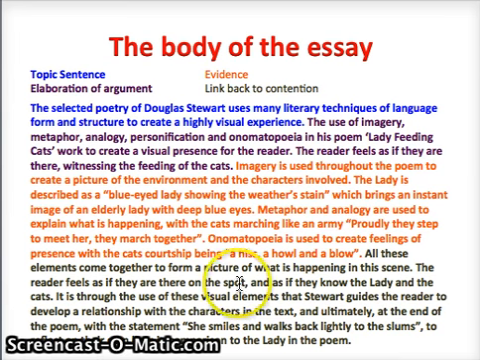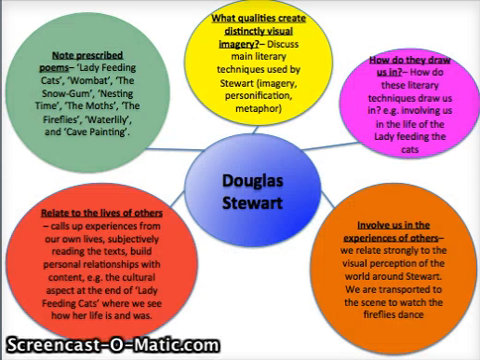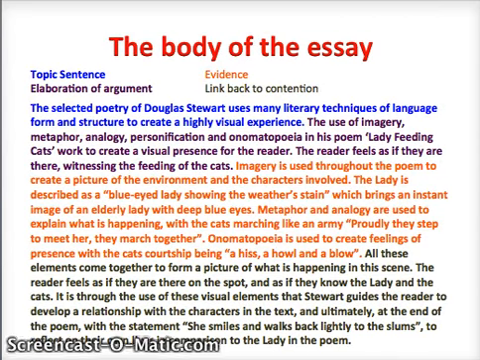And you'll see when we work through this paragraph that the information that we use to answer that question is coming directly from here, this mind map about Douglas Stewart's poetry. We've already worked through that. So we turn that into the first paragraph of the body of our essay. First of all, we start with a topic sentence. The selected poetry of Douglas Stewart uses many literary techniques of language, form and structure to create a highly visual experience. That's our topic sentence. It tells you what that paragraph is going to be about.